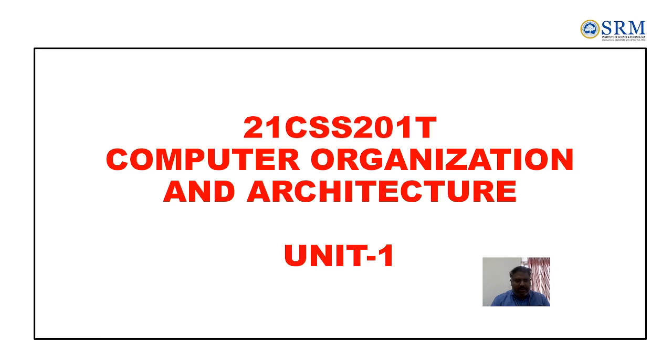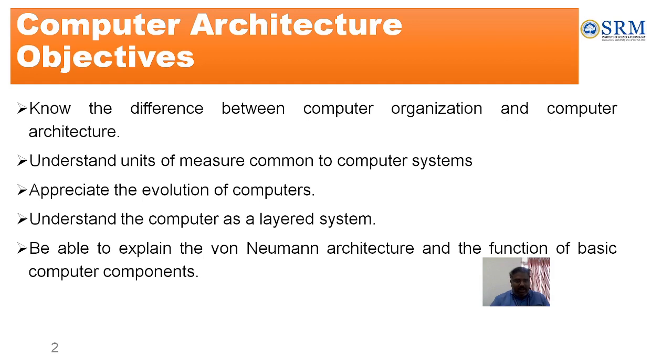Dear students, today we are going to discuss computer organization and architecture. In computer architecture, our objectives are to find out the difference between computer organization and architecture, understand the units of measure common to computer systems, identify the evolution of computers, see the layered system of computers, and finally discuss the architecture of von Neumann and general functional basic computer systems.